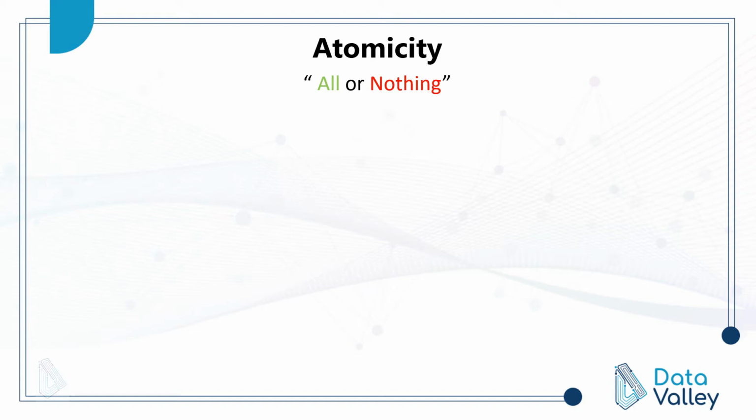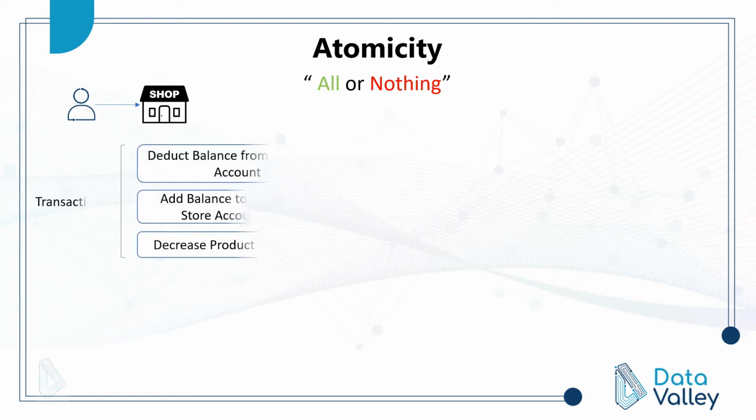To understand more, let's take an example of a customer who is going to buy a product from a retail store. Let's say this product costs 10 units or $10. So this transaction from the customer contains three steps. First step is deduct balance from customer account. Second step is add balance to retail store account. Third and last step is decrease product quantity.